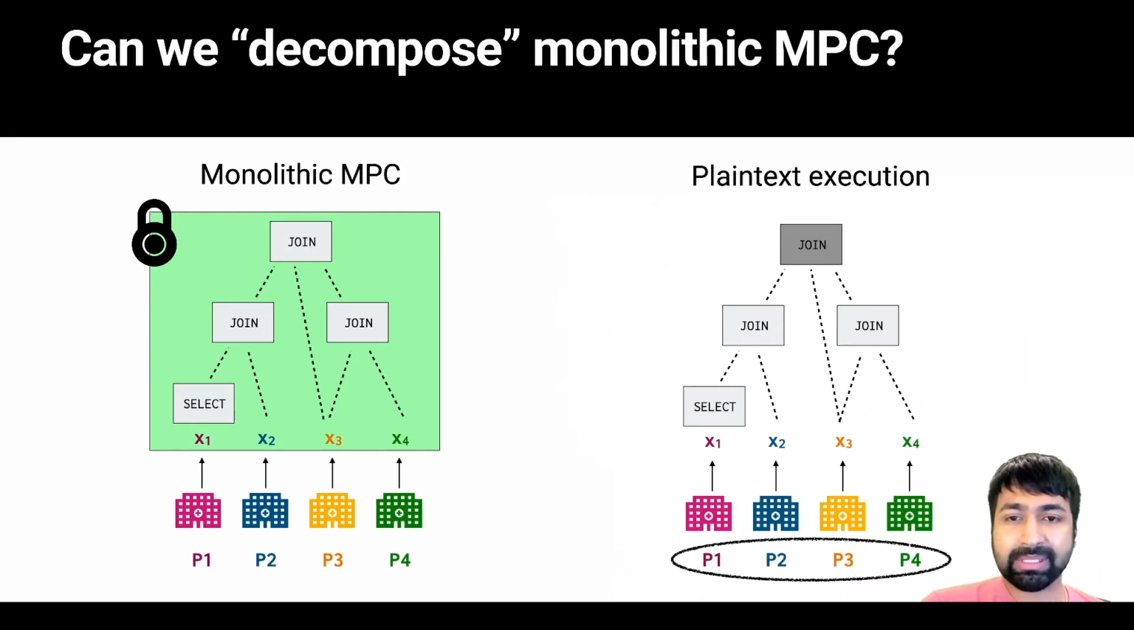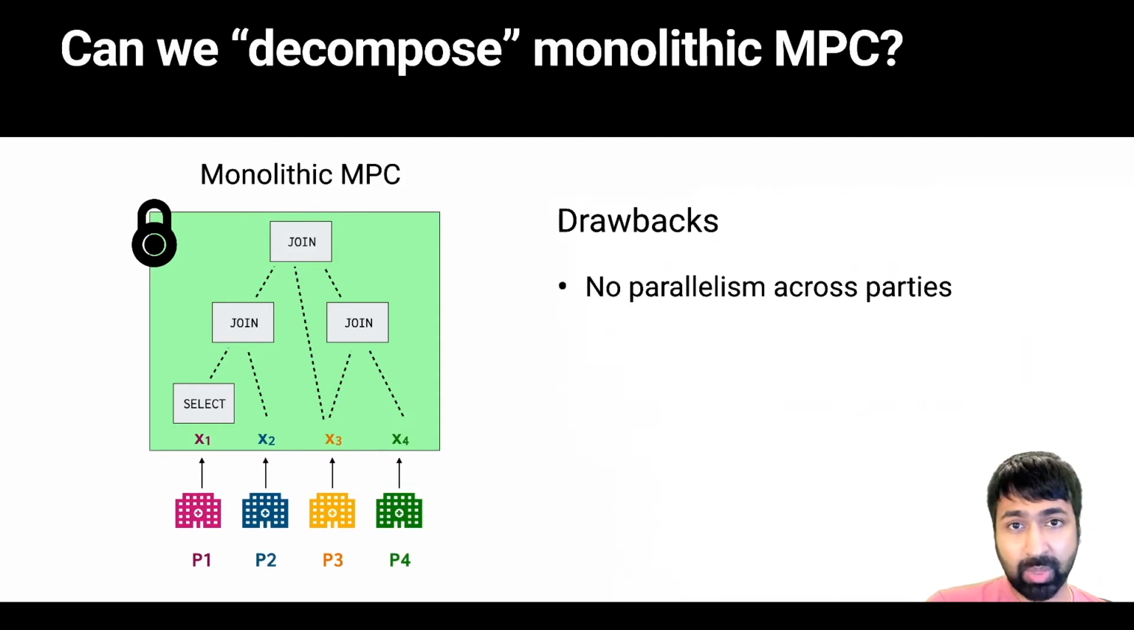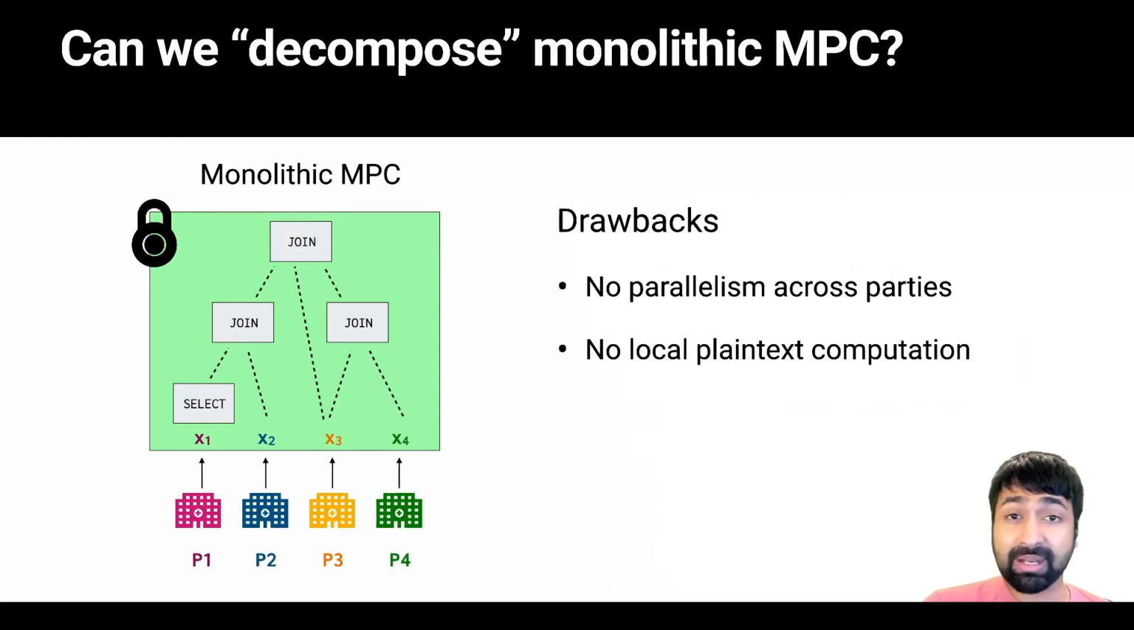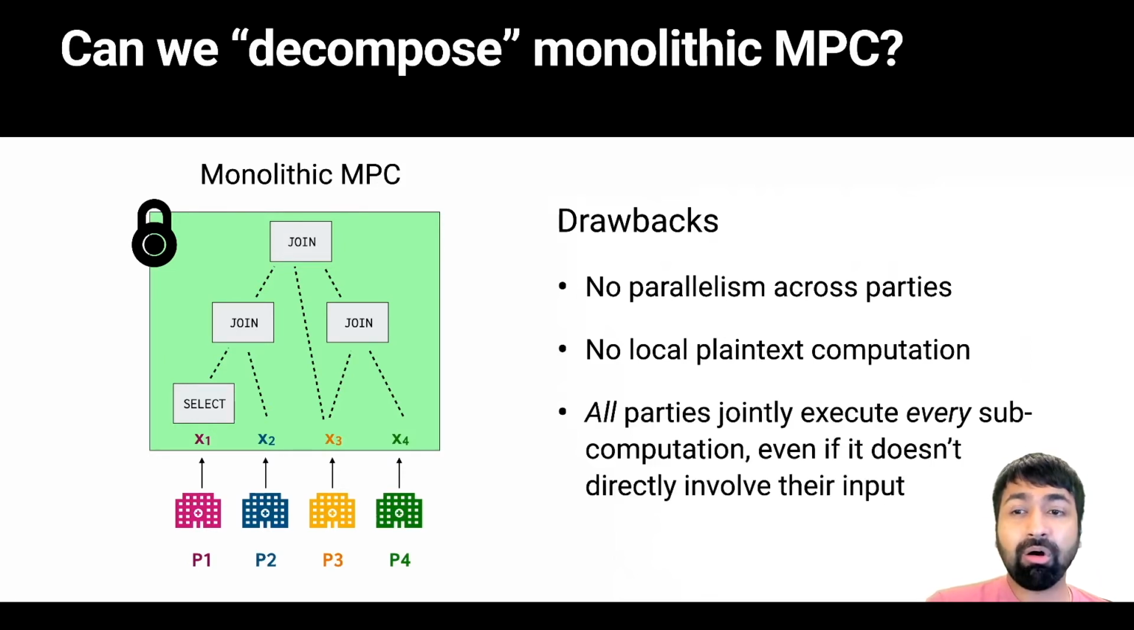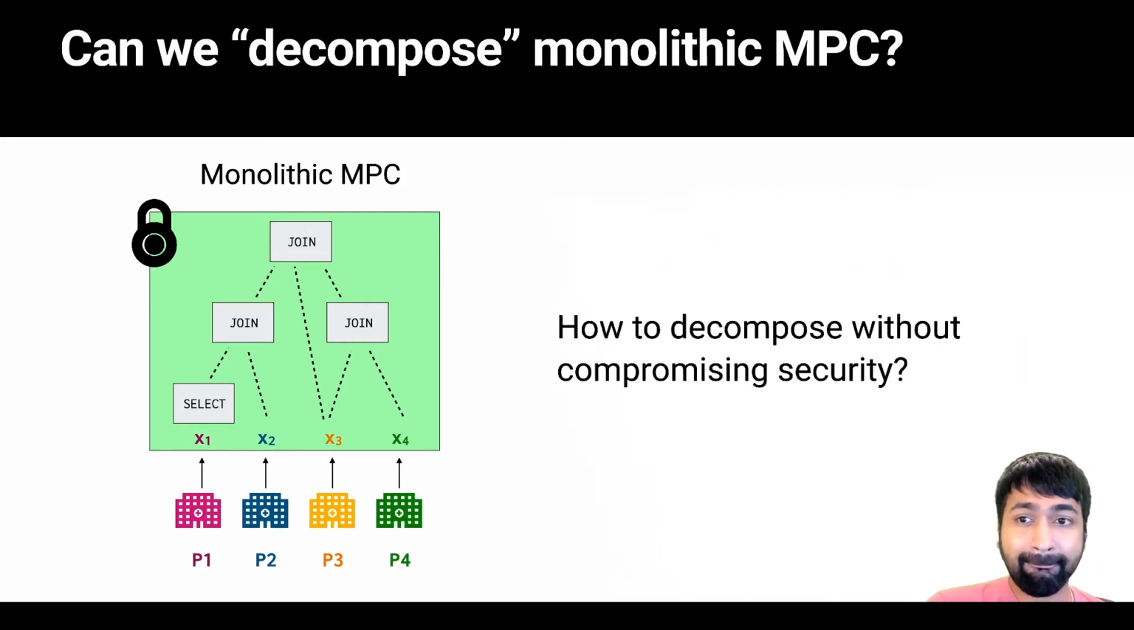But existing MPC protocols are not able to work this way. They cannot take advantage of parallelism across parties. They can't benefit from offloading a part of the query circuit to local computation. And all parties must be involved in executing the entire circuit. All of this contributes towards the very high performance overhead of these protocols. The question, therefore, is how can we decompose monolithic MPC so as to mimic plaintext execution? Because if we could do so, it would lead to significant gains in performance.